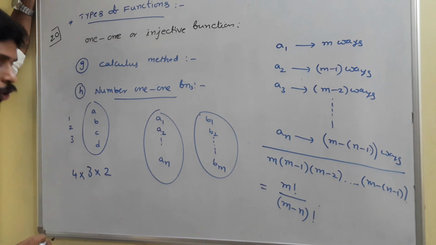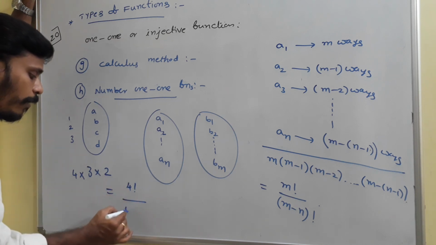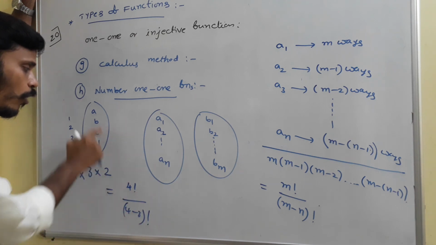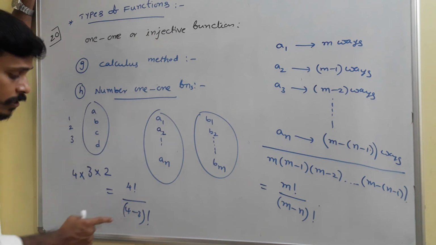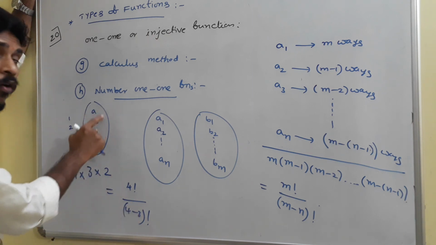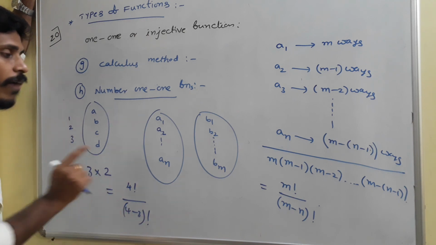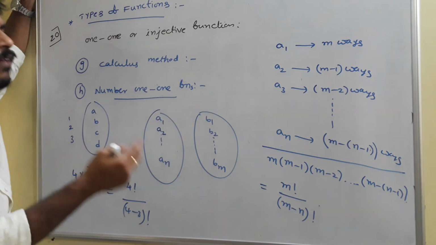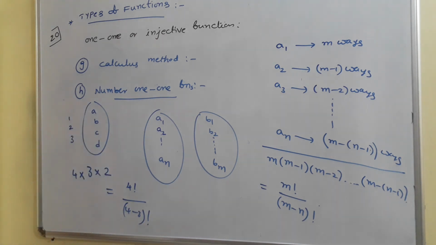So 4 into 3 into 2. This 4 into 3 into 2 can be written as 4 factorial by (4 minus 3) factorial. Here 4 is the number of elements in the second set, and 4 minus 3 means the number of elements in the second set minus the number of elements in the first set, factorial. So this is the general way, and this is one example. I will give you different examples in the next point again. Just have a look. Go for a screenshot.